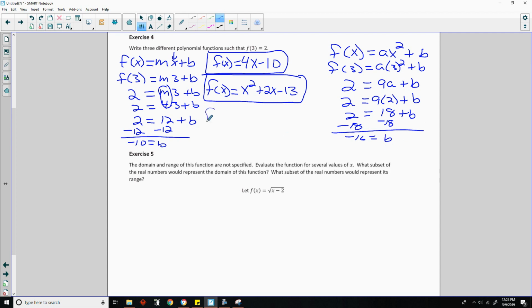Okay, so my function would be f of x equals, I let my a equal 2, so it's 2x squared, and my b is minus 16. So if I plug 3 in, I get 3 squared, which is 9. 9 times 2 is 18. 18 minus 16 equals 2. So that is also a function where if I substitute in 3, I will get an answer of 2.